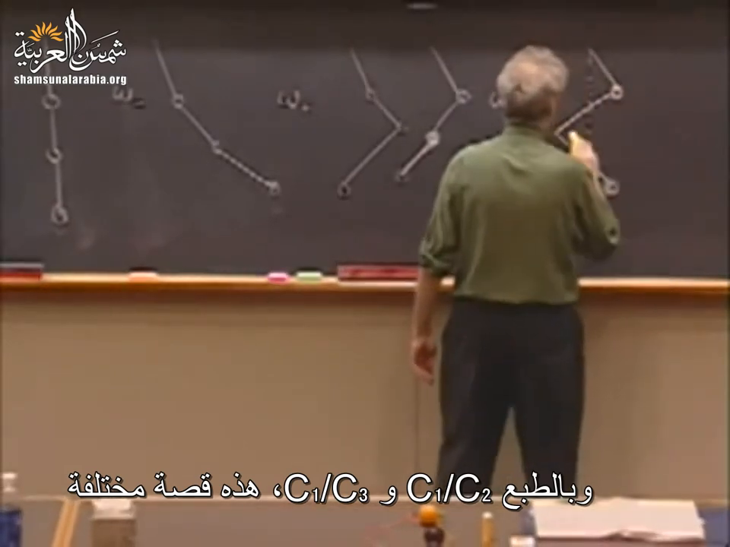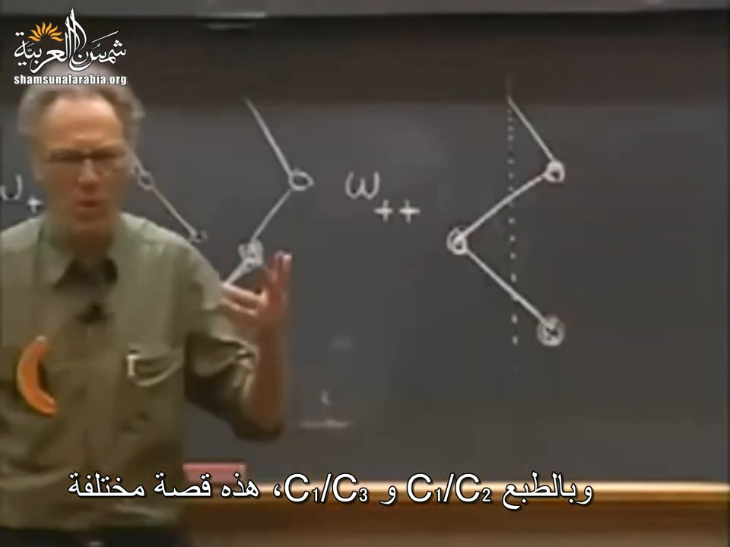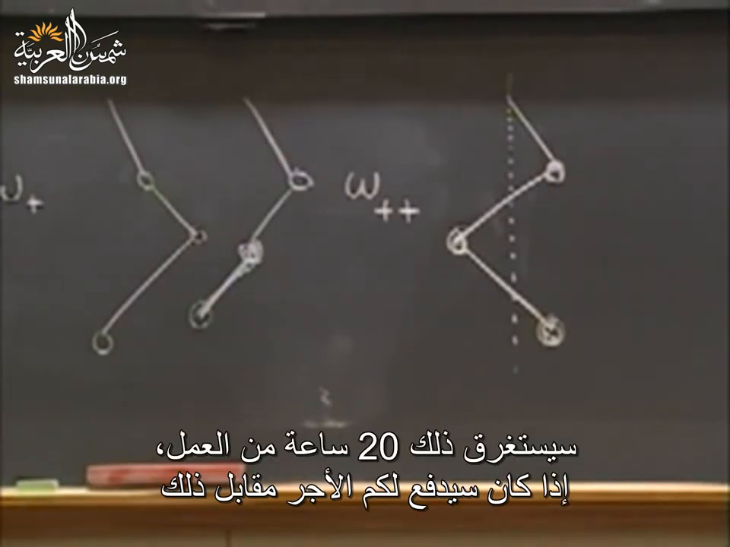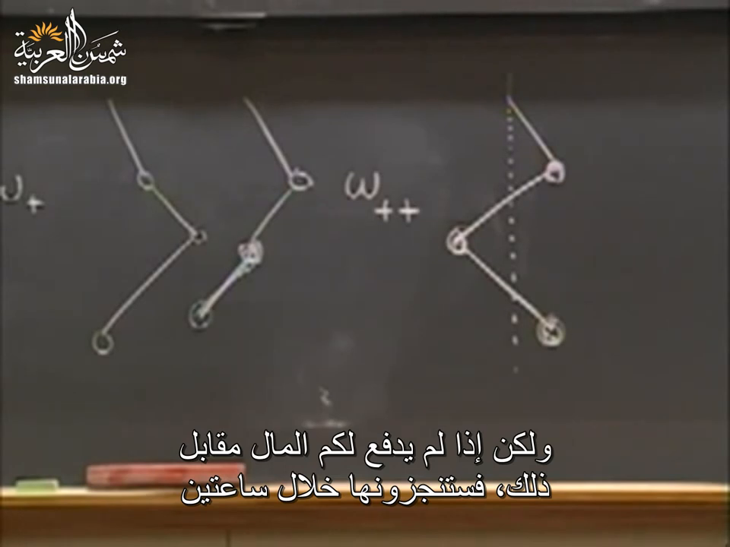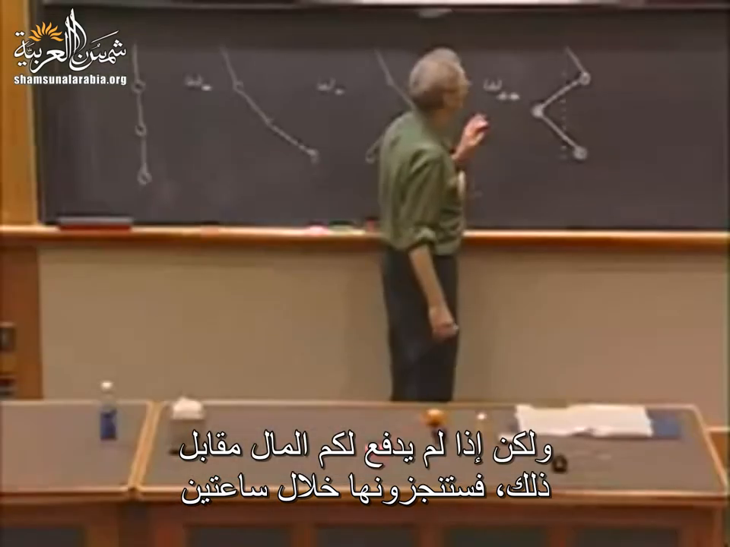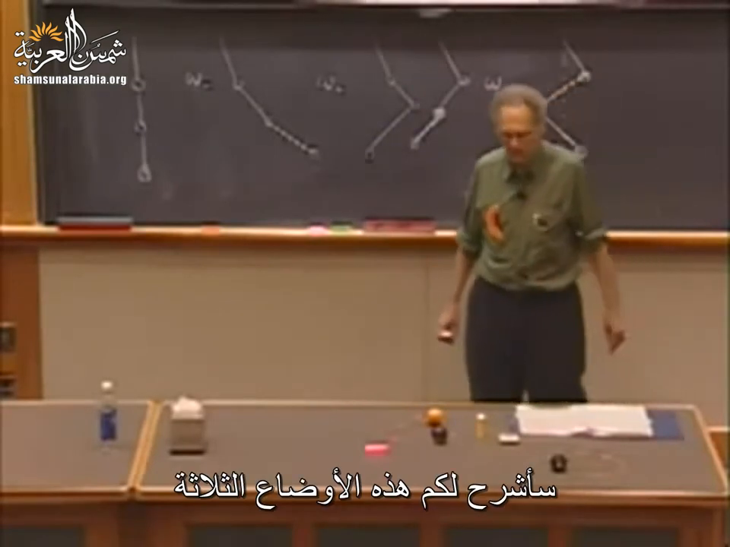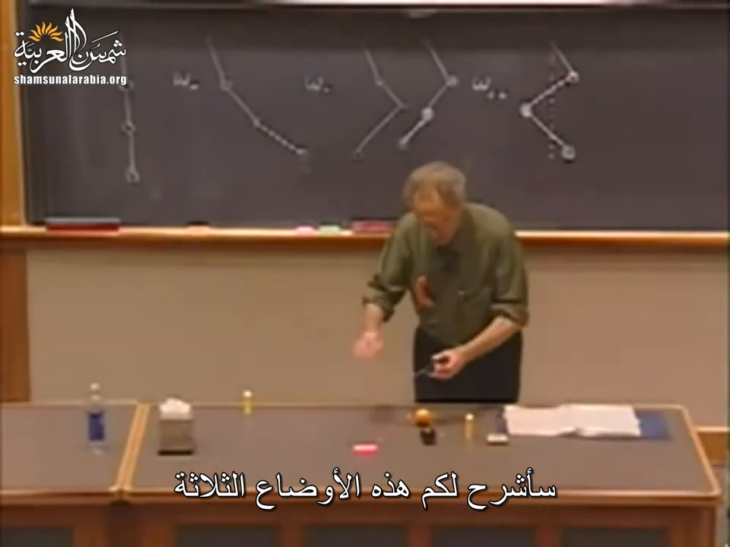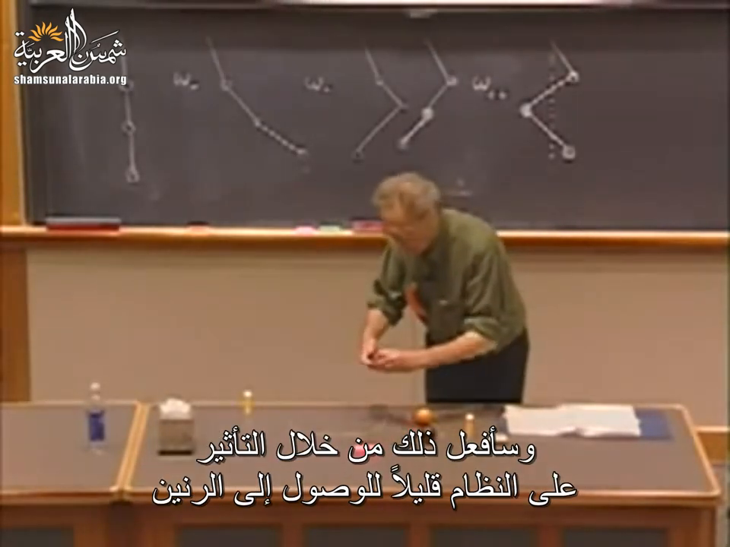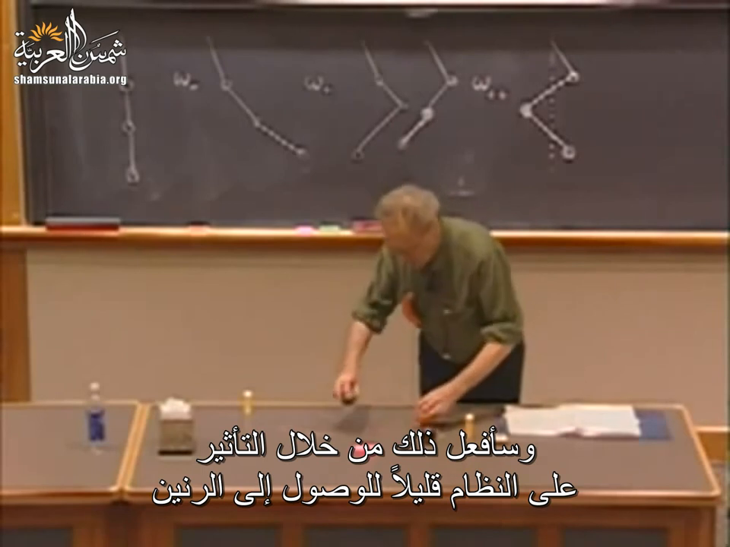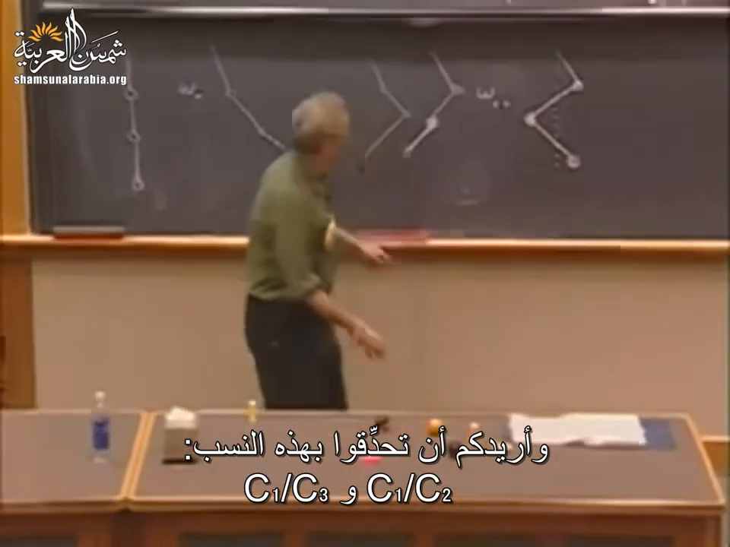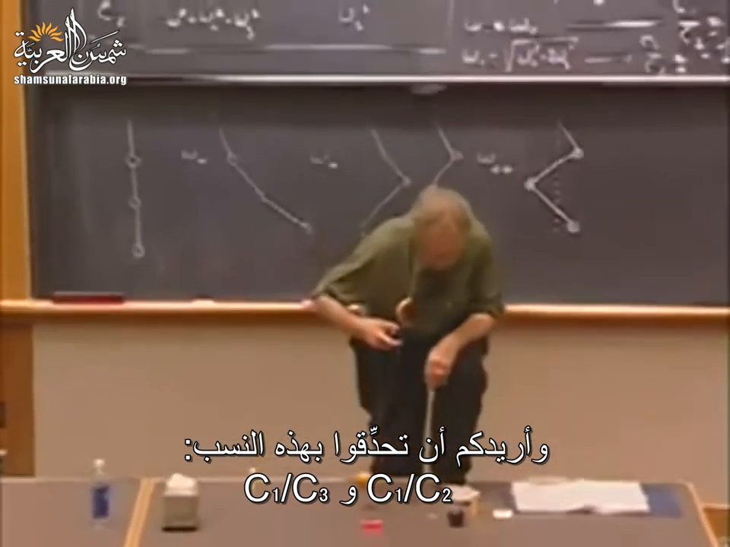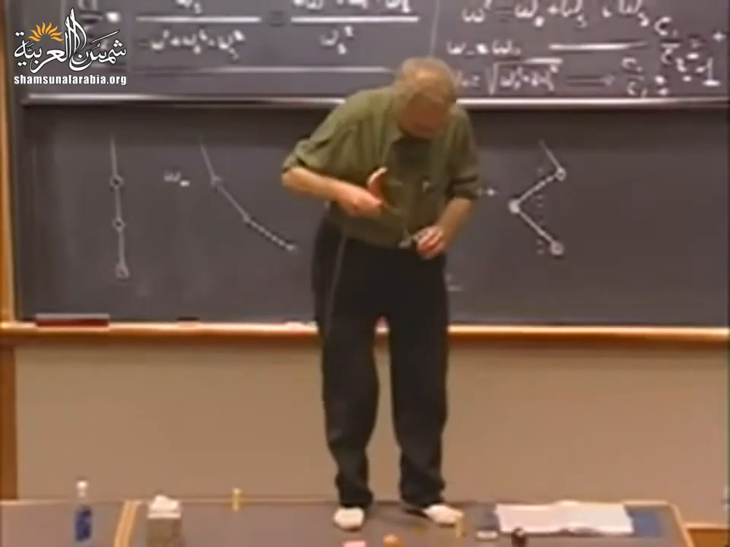Now, of course, the ratios, C1 over C2 and C1 over C3, that's a different story. That is your 20 hours of grinding if you get paid. If you don't get paid, you can probably do it in 2 hours. So I'm going to demonstrate this to you. I'm going to find these three modes. Again, I do that by a little bit of driving, because there are resonances. And then I want you to eyeball these ratios, C1 over C2 and C1 over C3.